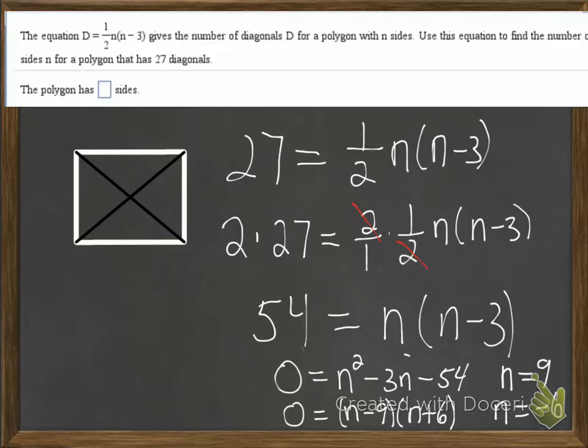Now again, keep in mind the context of the problem. We need to know how many sides the polygon would have. Well, just like I've never had a measurement where something was a negative inch long, how can you have a negative number of sides? And the answer is we can't. So that answer doesn't make sense, meaning that we must have 9 sides. You might want to challenge yourself and draw a 9-sided polygon, and then start forming the diagonals and count them. See if you do get 27 diagonals.